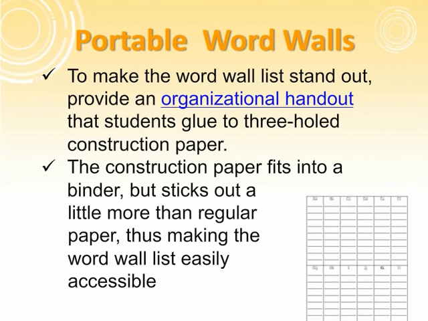This particular idea is great for students who are on the move. To make the word wall list stand out, provide each of the students with the organizational handout and have them glue it onto a piece of 3-holed construction paper. The construction paper fits into the binder, but it sticks out a little more than regular paper, thus making the word wall list easily accessible. The organizational handout is part of the handout package.